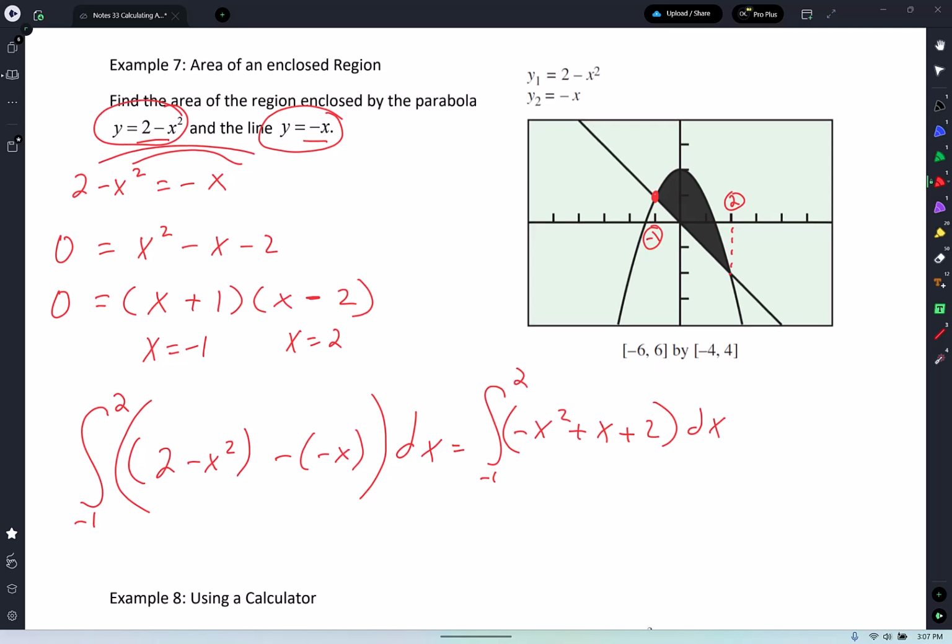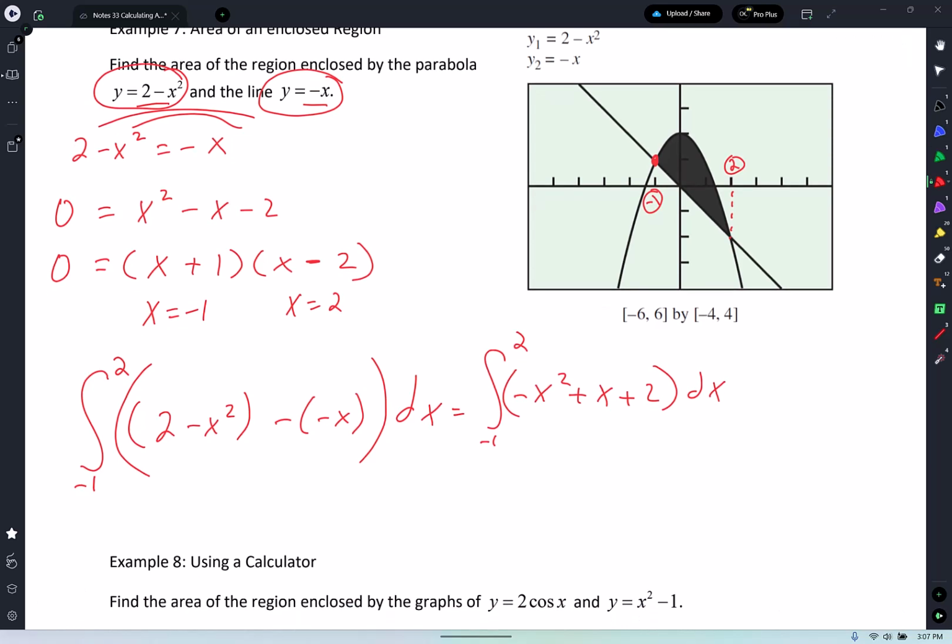All right, here we go. Ready? Antiderivative of a negative x squared: x cubed over 3. Antiderivative of x: not everyone at the same time. Yeah, x squared over 2. Antiderivative of 2: 2x. From negative 1 to 2.